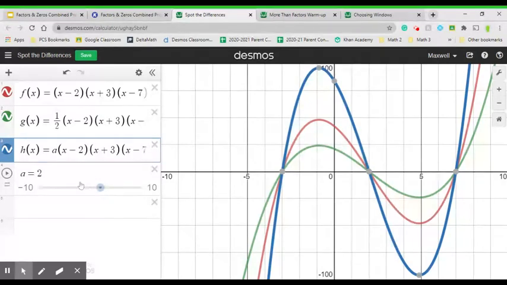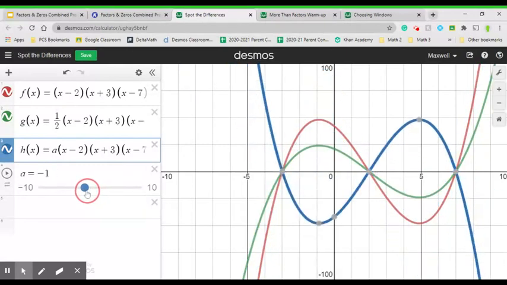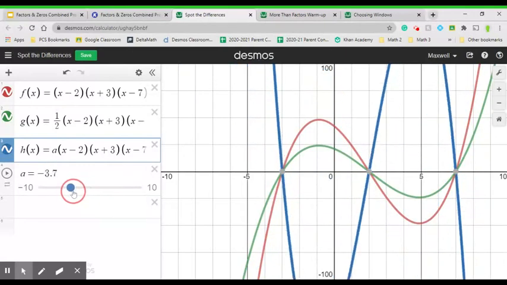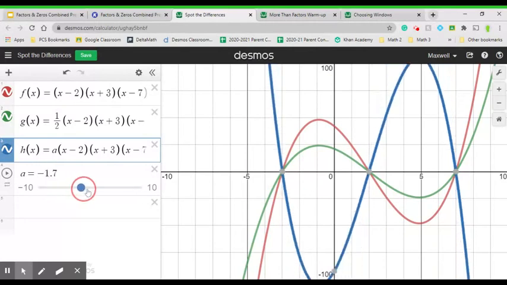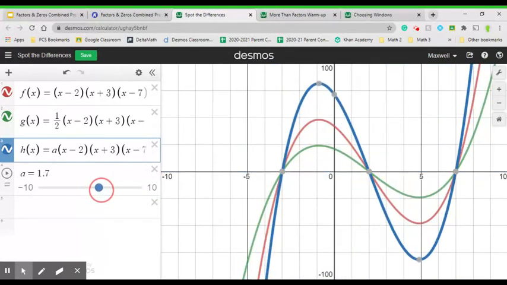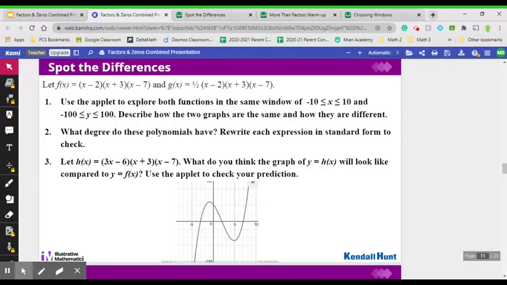So an a value in the front or an a value in one of these factors would cause it to dilate, or flip upside down if you go to negative numbers, and you can see how it dilates further and further as you go. So that dilation happens in polynomials just as it did with other types of functions that you've learned about in the past. Now, if we go back to our slides, number 2 asked, what degree do these polynomials have?